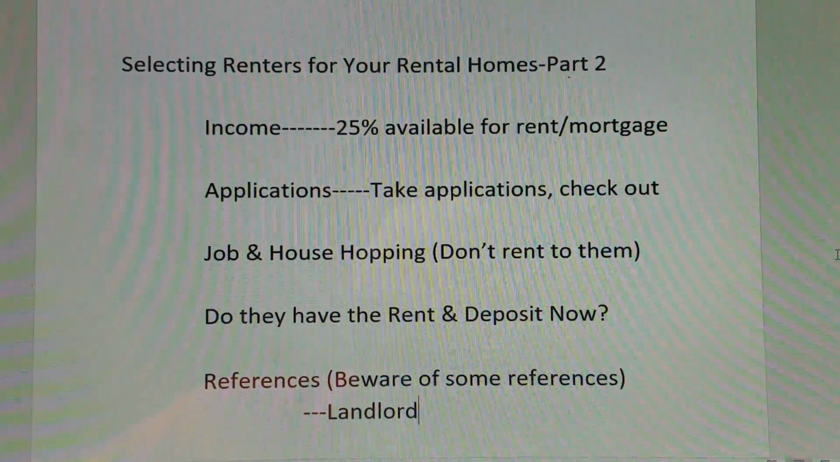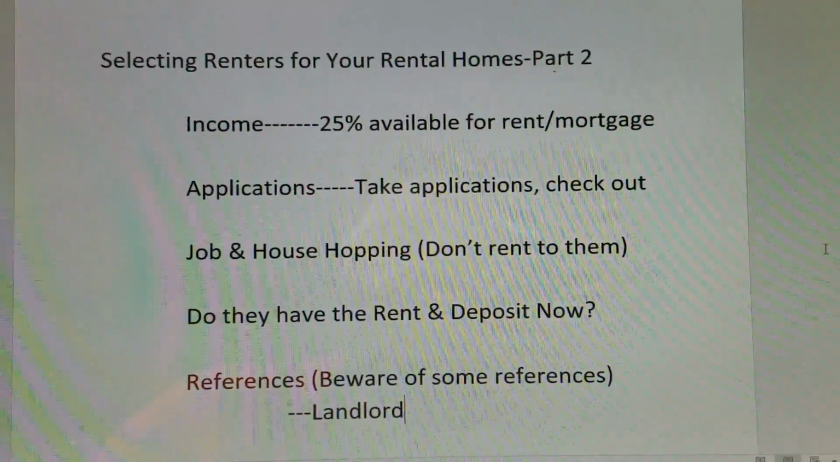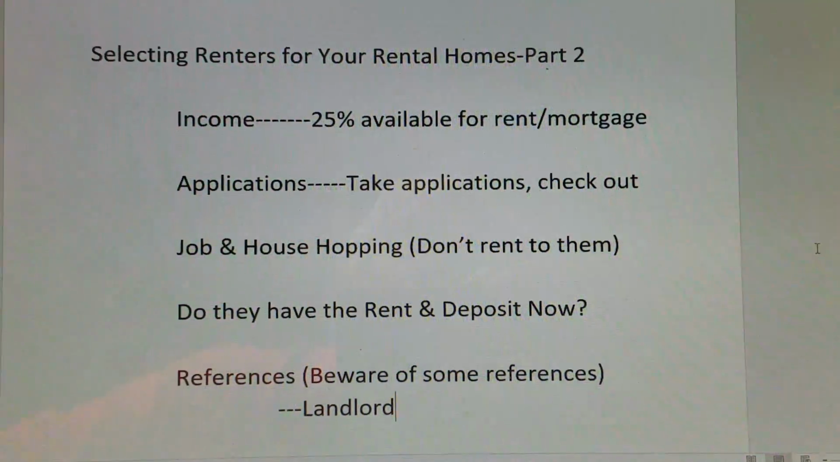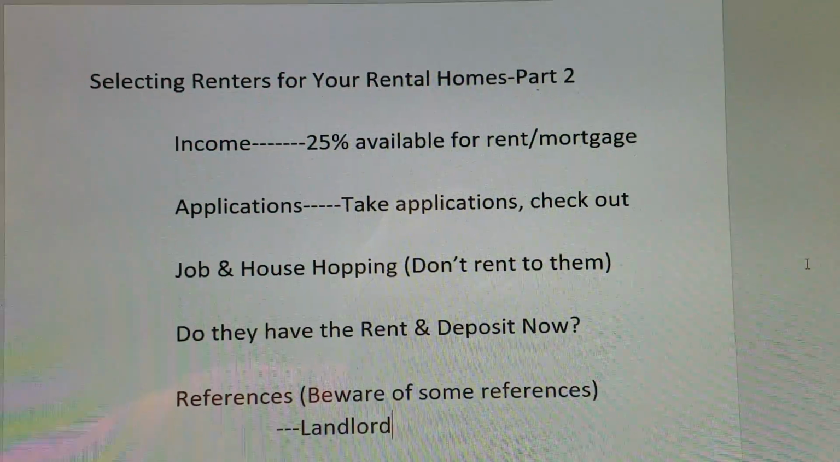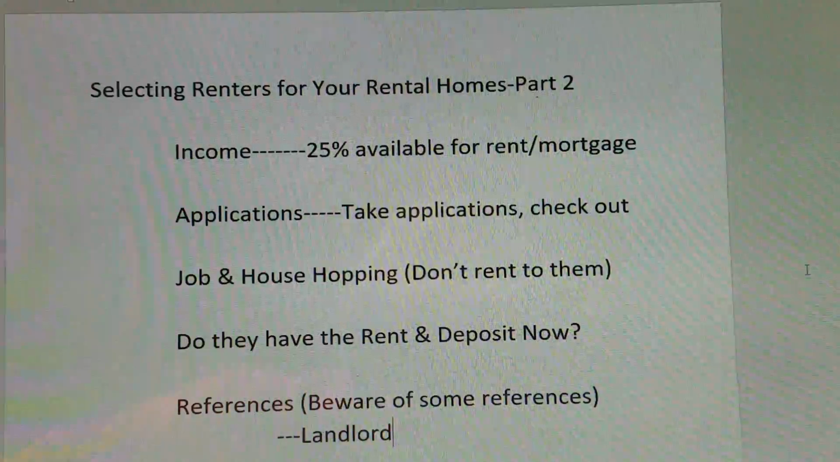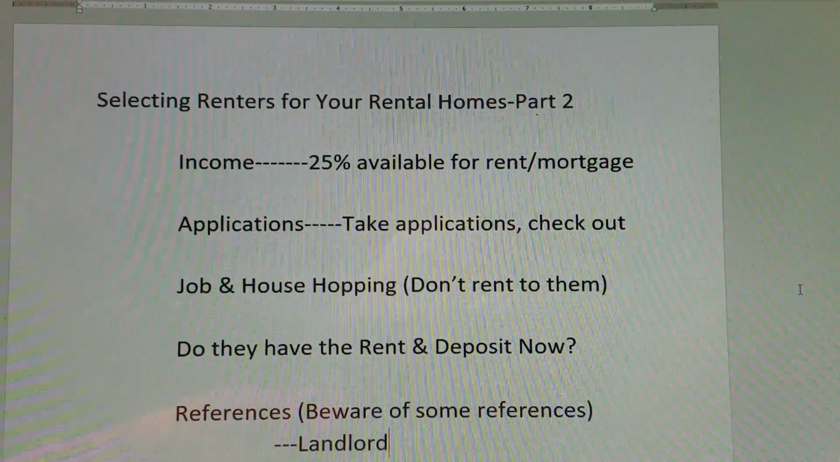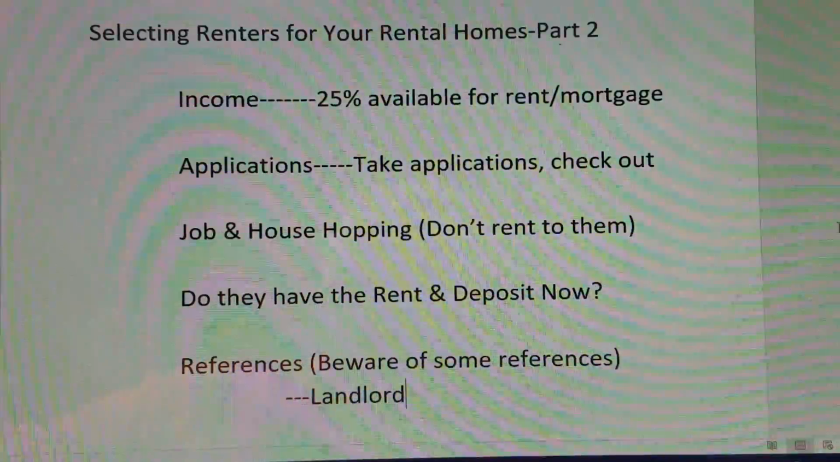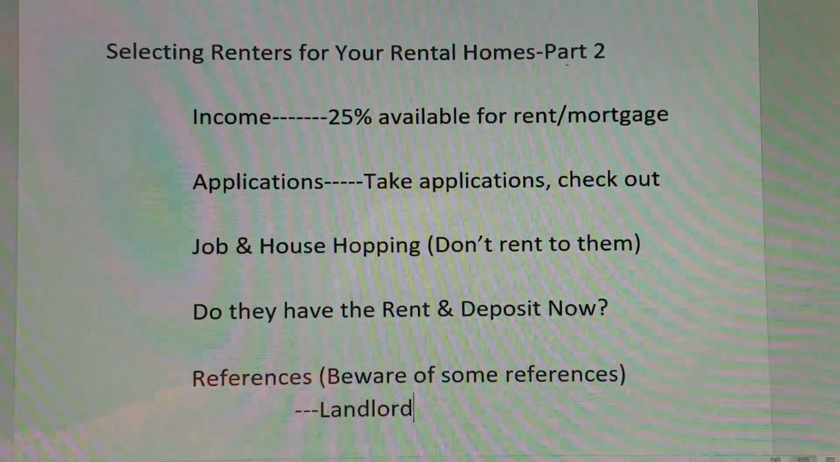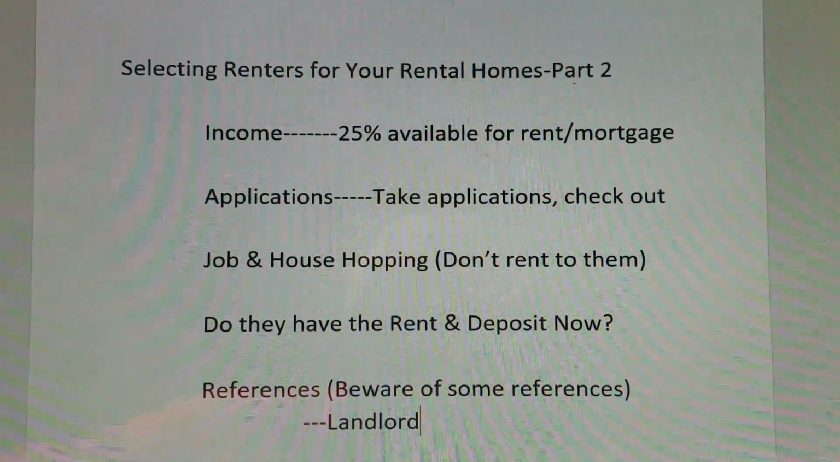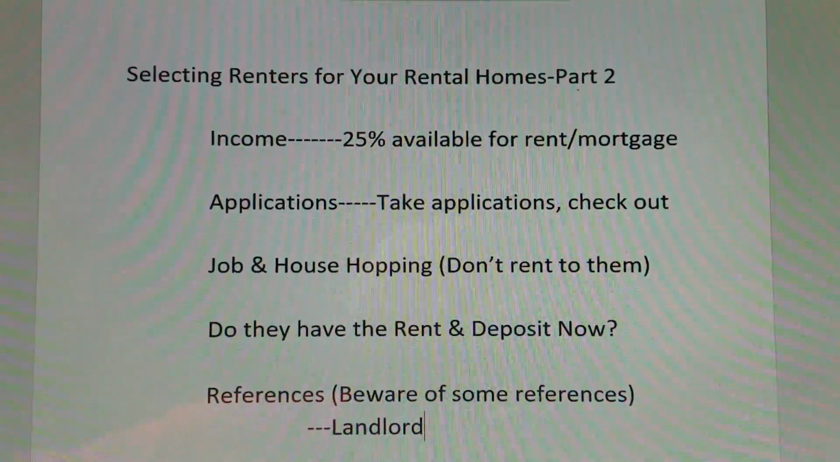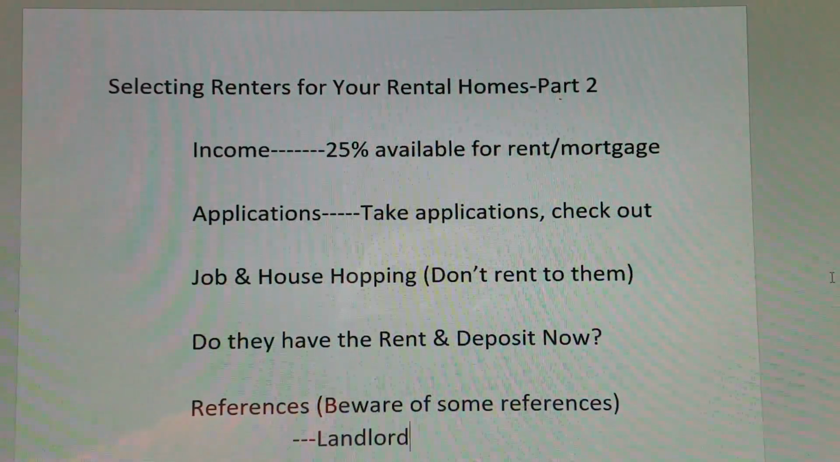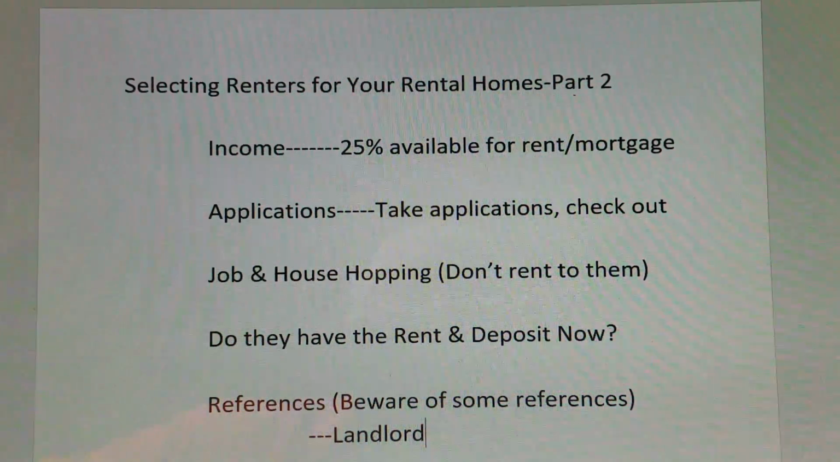And I would stick to that pretty religiously, because if you don't, you're going to wind up with problems of them not being able to make their rent. So they need to have ample income to be able to pay their rent. And if they don't have ample income, they're going to be really skimping, and it's going to be hard for them.